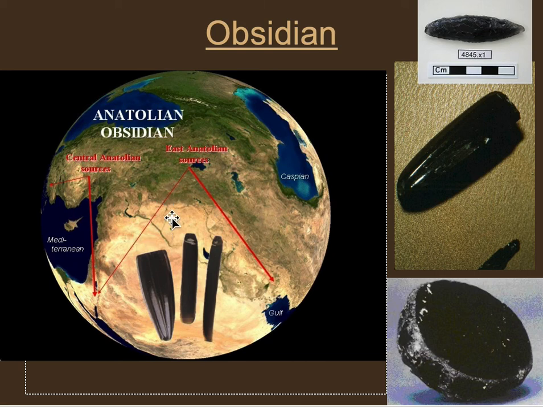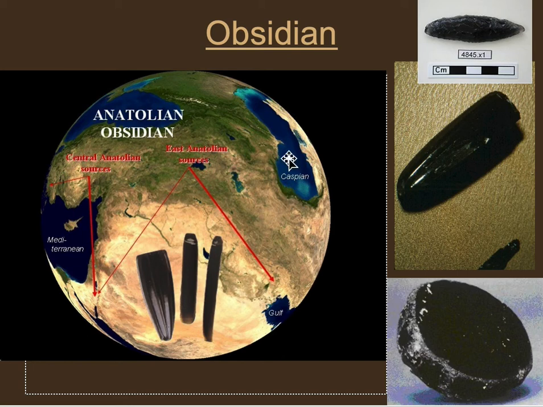Now, because obsidian is chemically different depending on what source you're looking at, if you find obsidian at an archaeological site, you can tell where it comes from. There's obsidian from Çatalhöyük found all the way in Jericho, down here. This is one of the earliest widely traded goods in the world. And so the obsidian trade represents one of the early trading networks in the world.